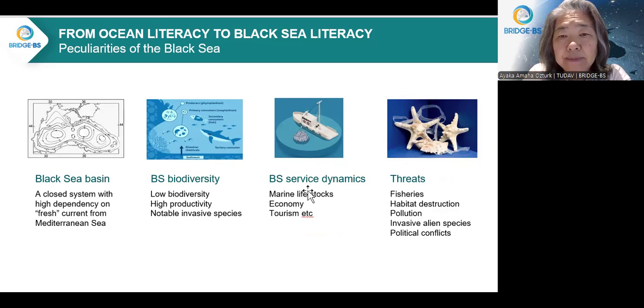But the Black Sea has been facing serious threats in the past few decades, such as fisheries in terms of overfishing and illegal fishing and bycatch of non-target animals, habitat destruction, pollution of all kinds, invasive alien species, and there have been some political conflicts in neighboring countries.